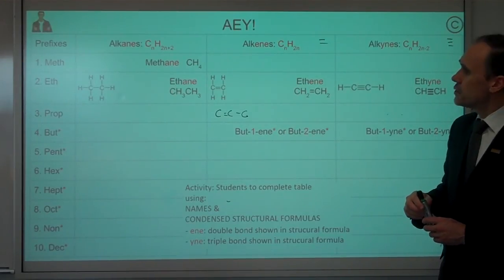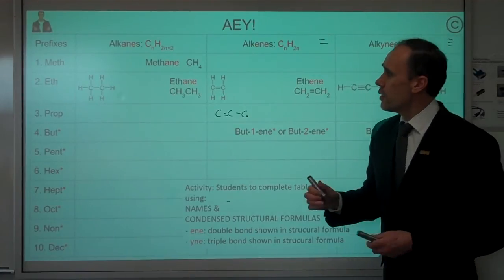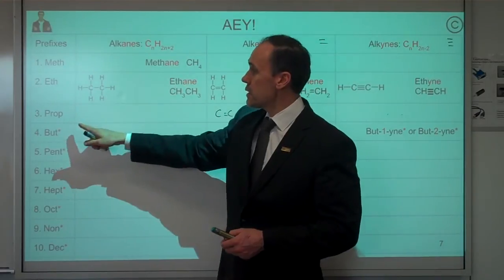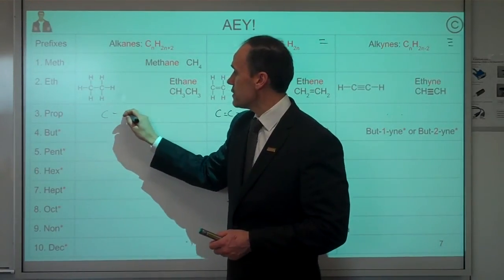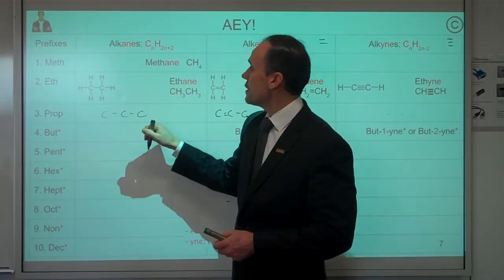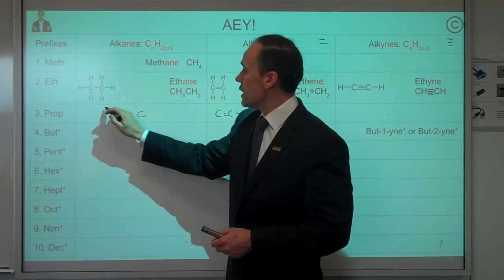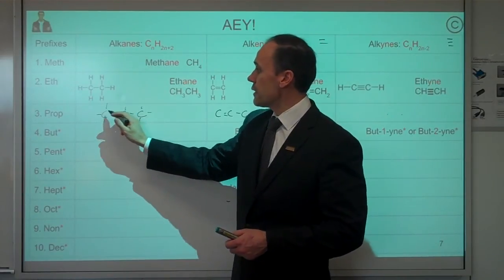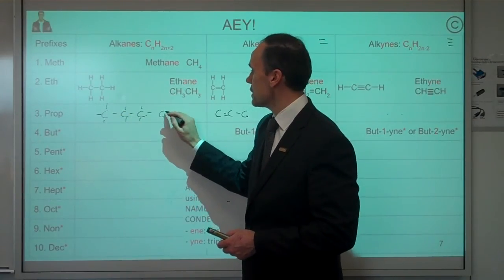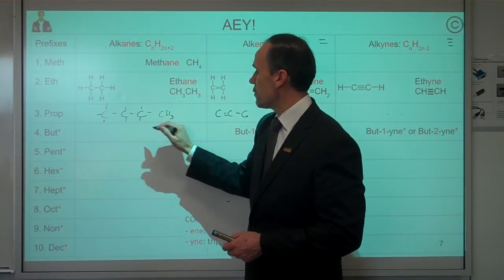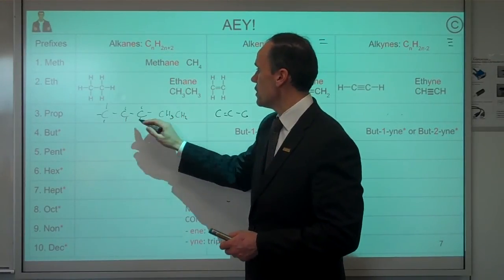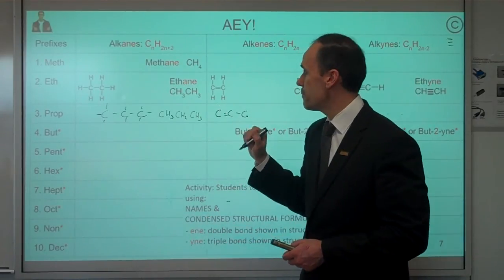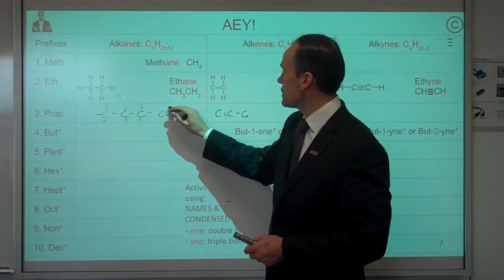So what we're going to do is, let's do the third one, propane. Prop means 3 carbons. It only has single bonds, and we then fill in our hydrogens around it, and then we read that off. Carbon with 3 hydrogens is CH3. Carbon with 2 hydrogens, CH2. Carbon with 3 hydrogens, CH3. And the name of that is propane.